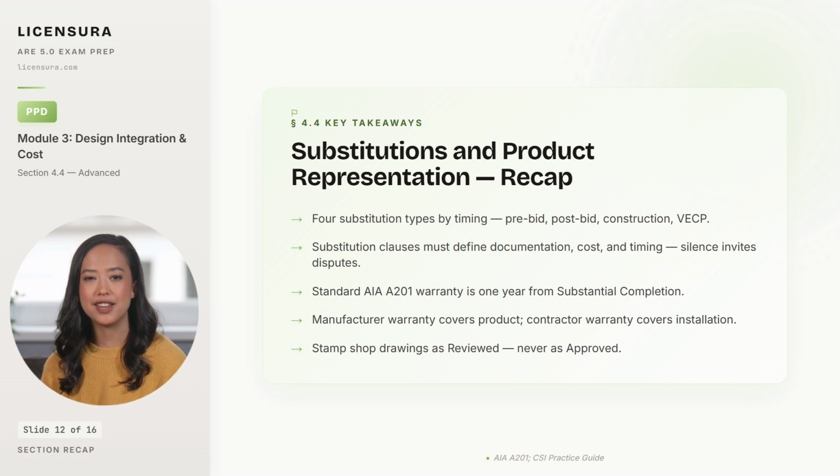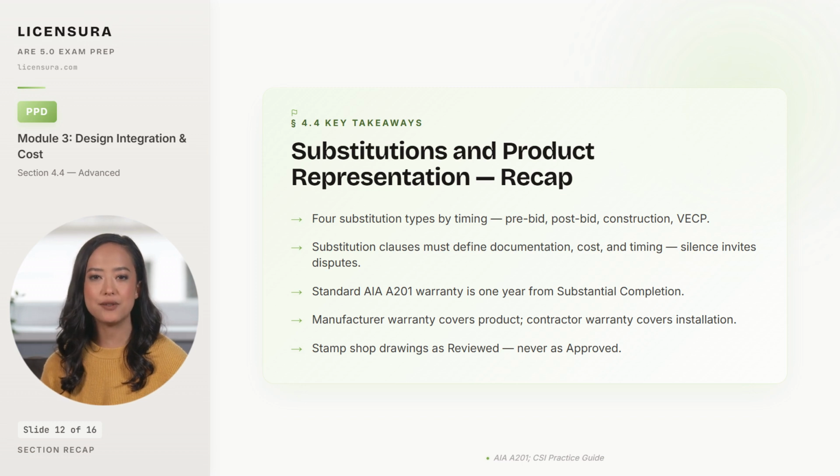Substitution clauses must define documentation requirements, who bears the cost of evaluation, and the timing for response. Silence on any one of those invites the disputes that consume the first 30 days of construction. The standard AIA A201 warranty is 1 year from substantial completion, and extended warranties for roof, waterproofing, and windows are specified separately by the architect.